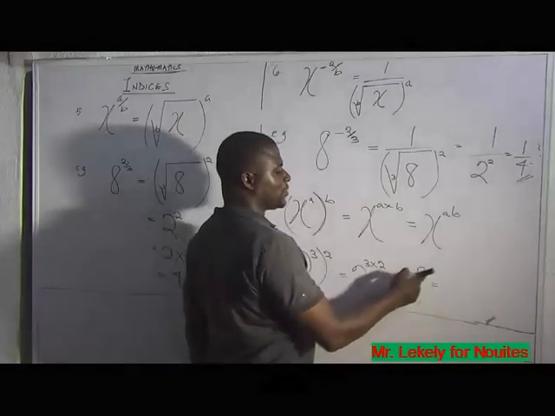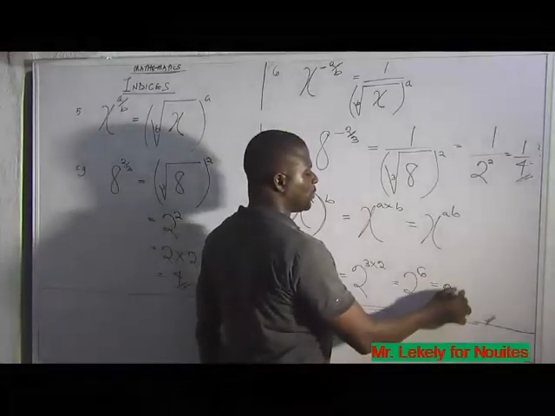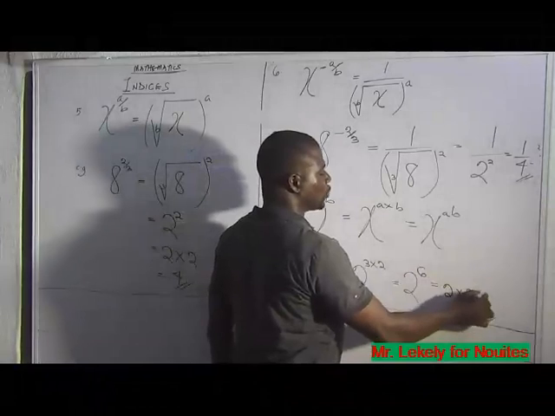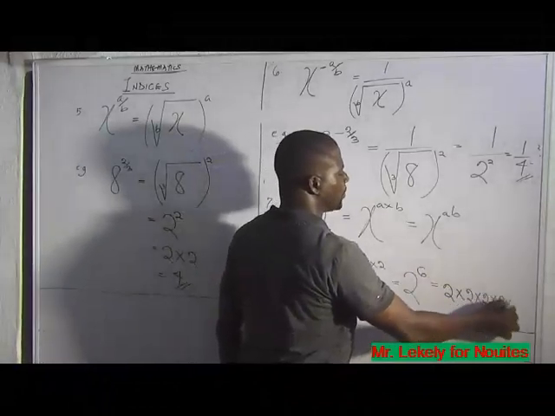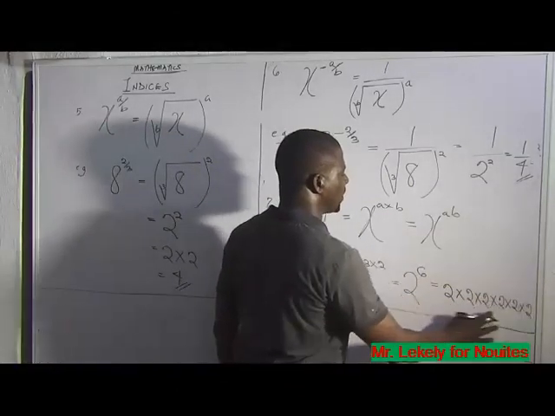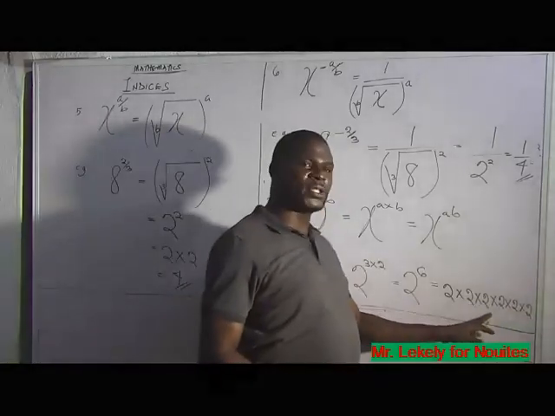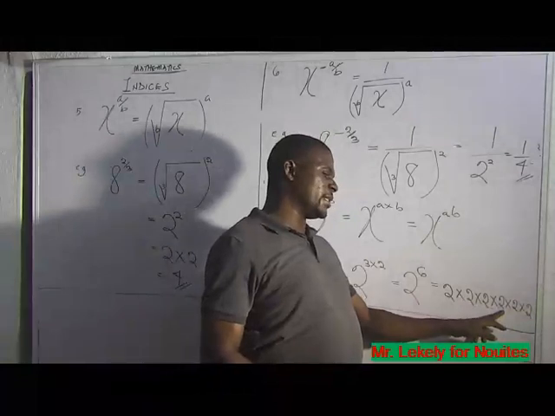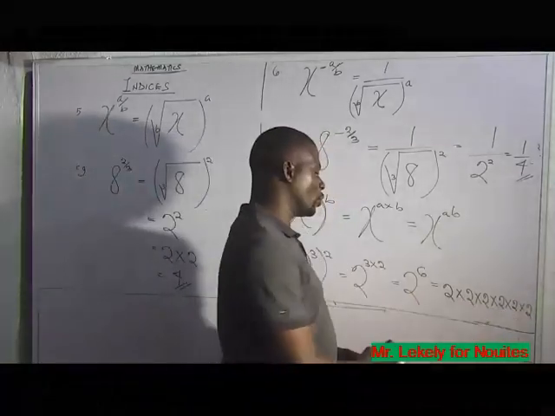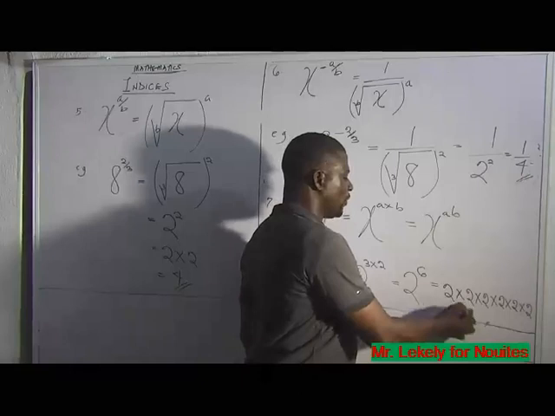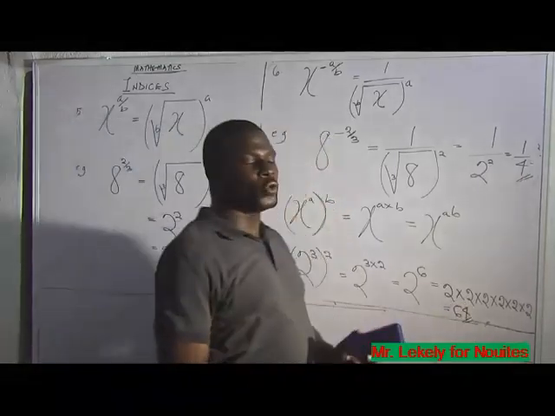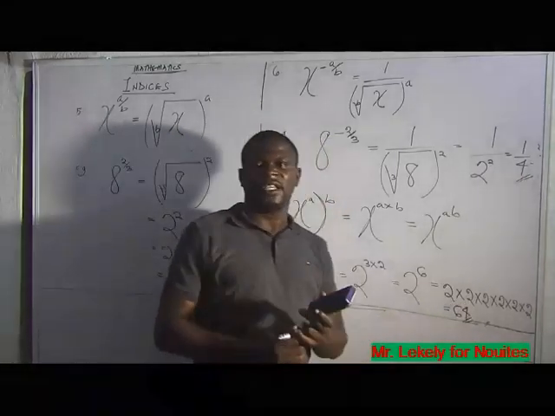The bracket will change to times. And 2 raised to power 6 does not mean 2 times 6. It means 2 times 2 times 2 times 2 times 2 times 2, 2 in 6 places. And of course, 2 times 2 is 4, times 2 is 8, times 2 is 16, times 2 is 32, times 2 is what? 64. That's your final answer. So those are the basic laws of indices.